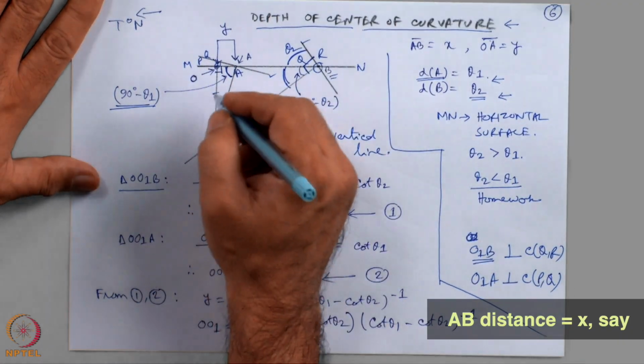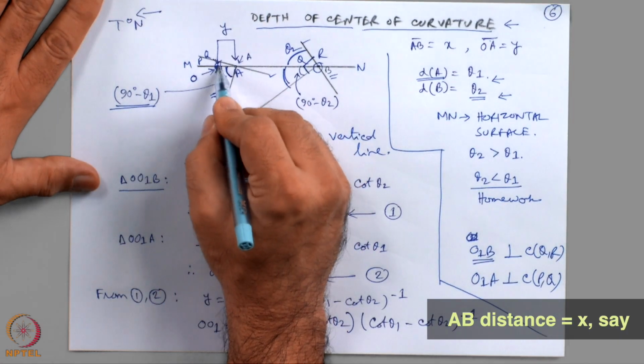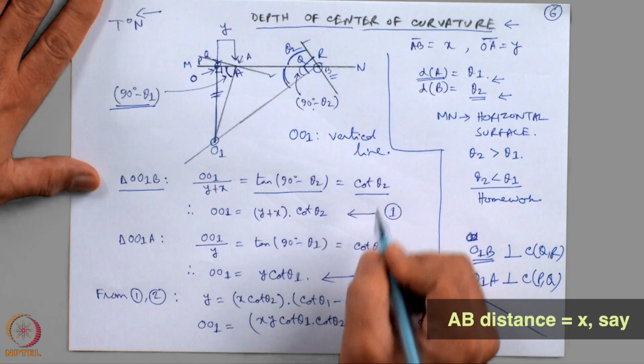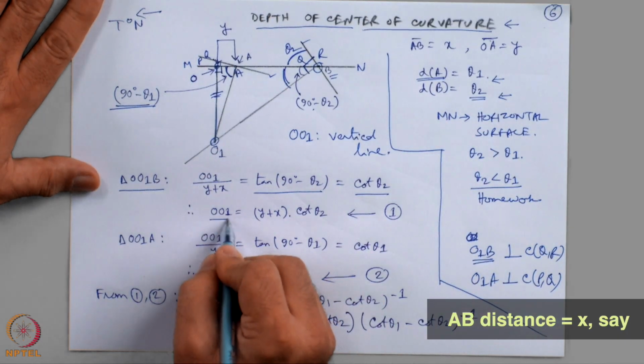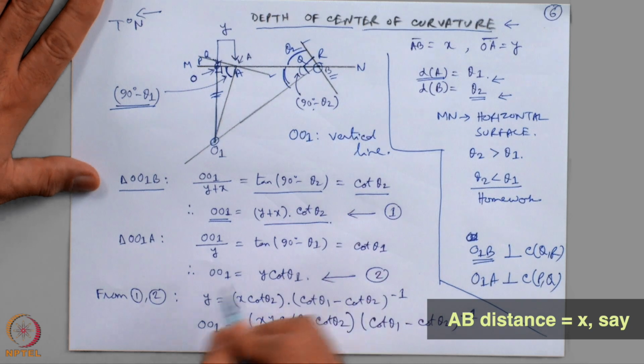OO1B, the OO1 length here divided by this length is equal to tan of 90 minus theta 2, which is cot theta 2. So, from here I can write OO1 is equal to y plus x multiplied by cot theta 2.